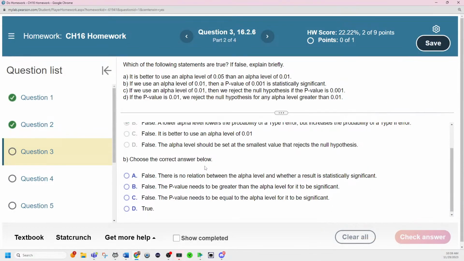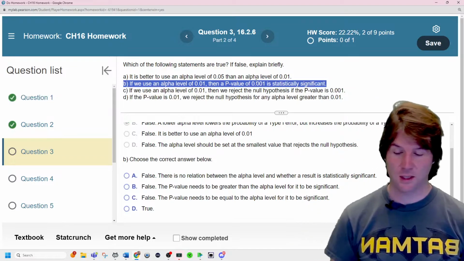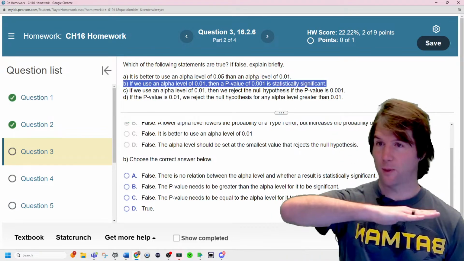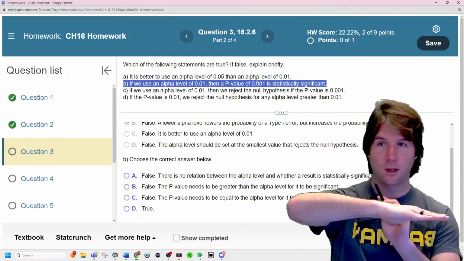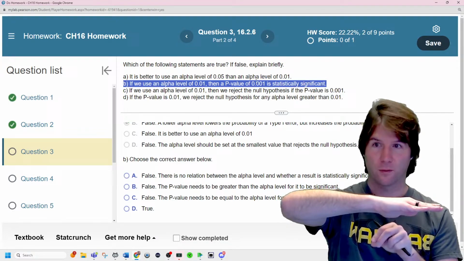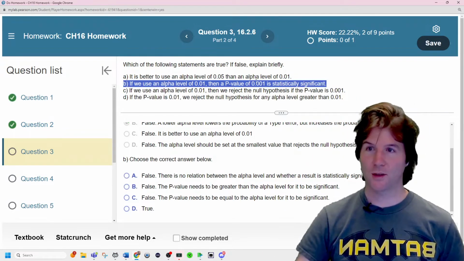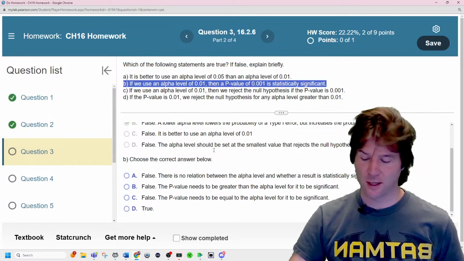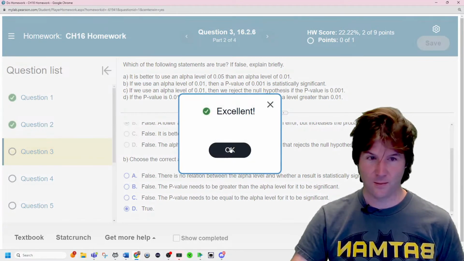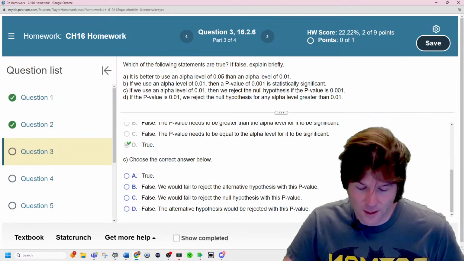If we use an alpha of 0.01, then a p-value of 0.001 is statistically significant. Yes or no? This should be very easy right here. A p-value of 0.001 is statistically significant with an alpha of 0.01. Alpha is the bar at which you say things are statistically significant. 0.01 is the bar. P-value 0.001. So when the p-value is low, what do we do? The p-value is low, reject the null, so it is statistically significant. That is as true as could be. Yep, reject the null.